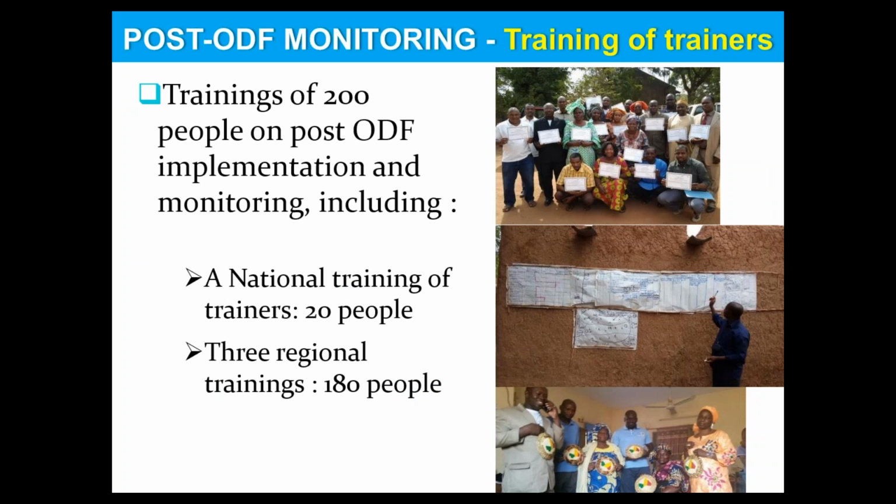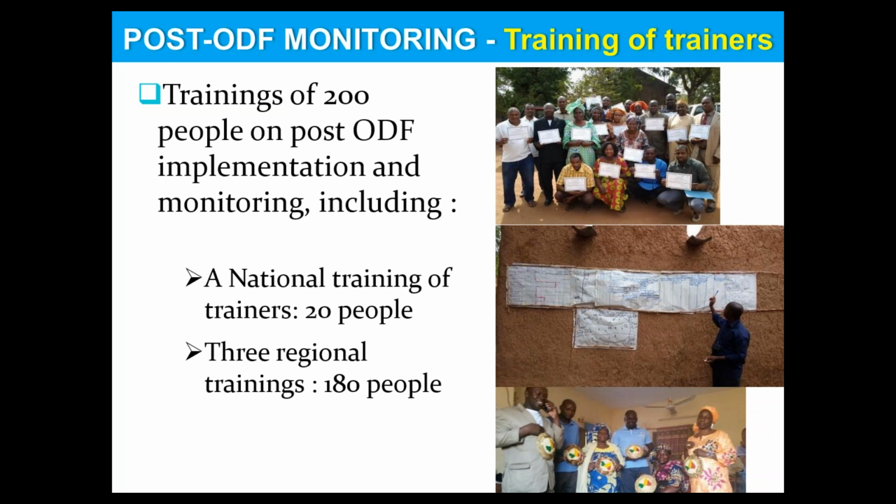After that, we decided that we need to harmonize post-ODF throughout the country, within all the different regions. I must say that there are 10 regions active right now in Mali, and CLTS is implemented in 7 of these 10 regions. So we had training of trainers. We had 4 trainings. The first was the national training, to train national trainers, and we trained 20 people.